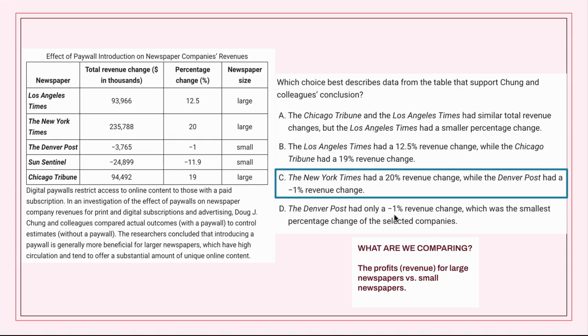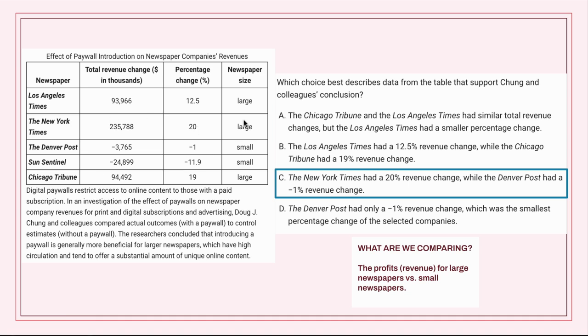D, the Denver Post only had a negative 1% revenue change, which was the smallest percent change of the selected companies. Again, we're only talking about a small newspaper here, and we're not comparing a large newspaper. This one isn't even discussing large newspapers. So how are we going to go from this piece of evidence to learning that it's more beneficial for larger newspapers? That doesn't really make any sense.